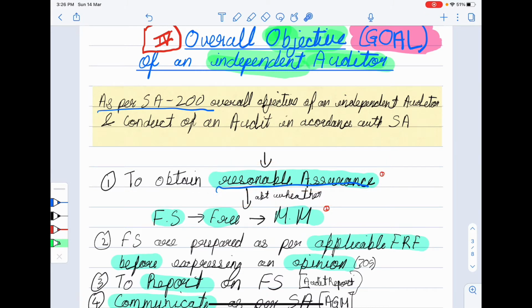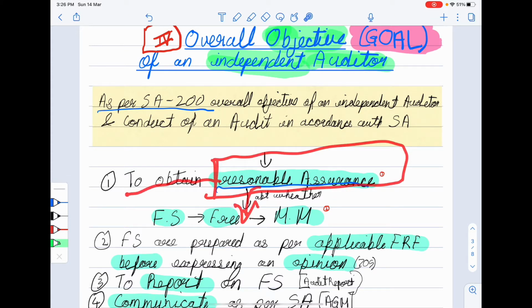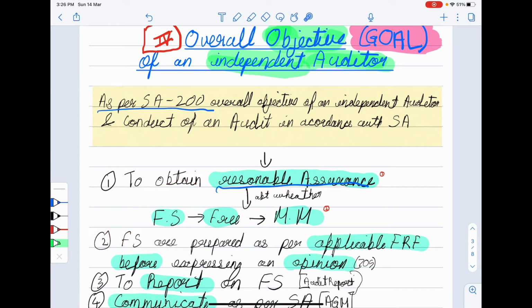So this is our work: to gain reasonable assurance whether financial statements are free from material misstatement, and whether financial statements are prepared as per the applicable FRF. So we need to check these two things: are the financial statements free from material misstatement, and are they prepared as per the applicable FRF.